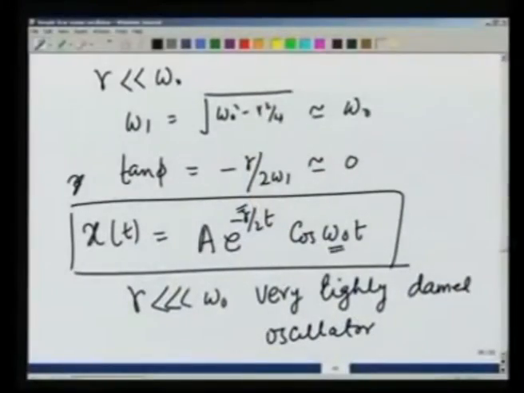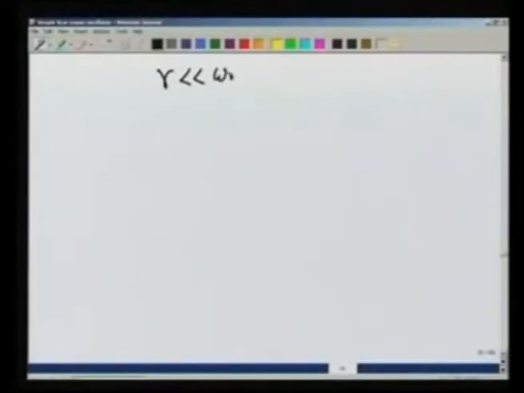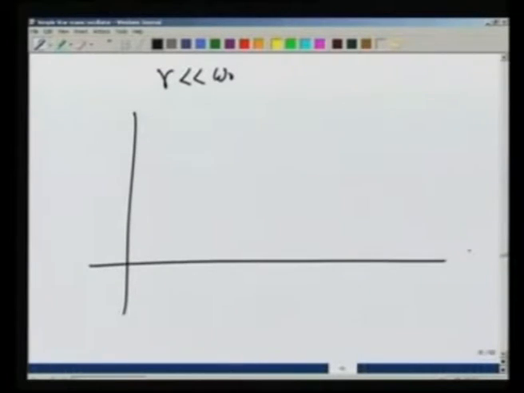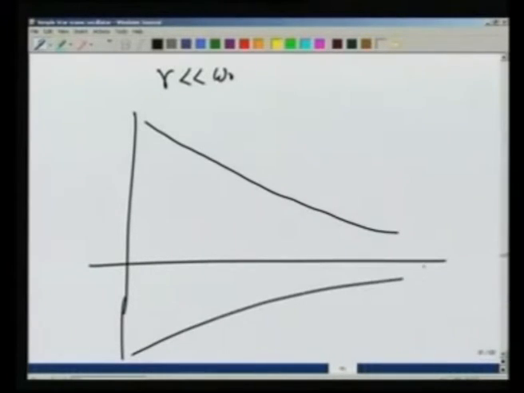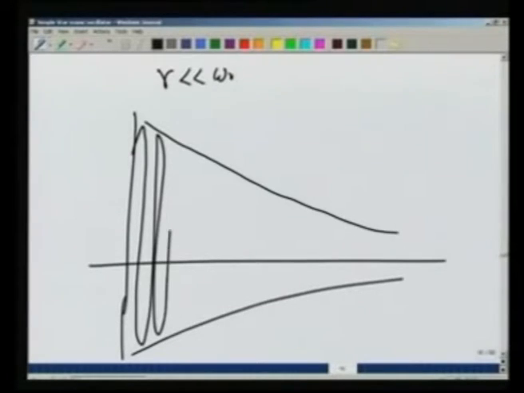It so happens that in these cases there are two time scales, one related to gamma and one related to omega 0. Therefore, I can talk about averages of the system energy and so on over a few cycles. Let me explain further. If gamma is much less than omega 0, you will see that by the time the solution decays significantly, there have been many oscillations of the system.